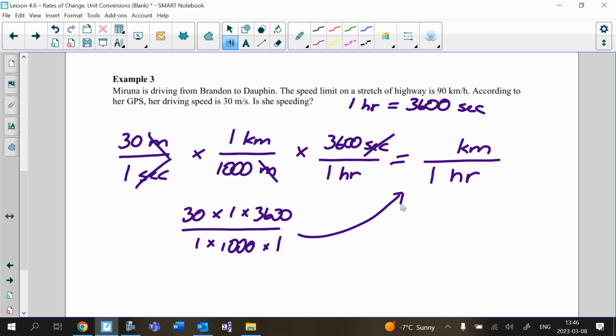So she is speeding. Because the GPS says 30 meters per second. We converted that to 108 kilometers per hour, which is 18 over the speed limit.